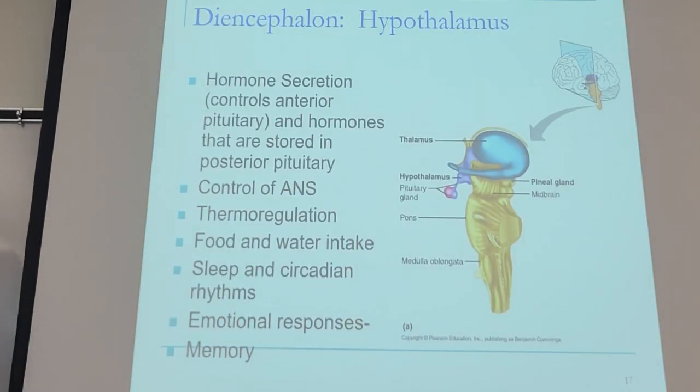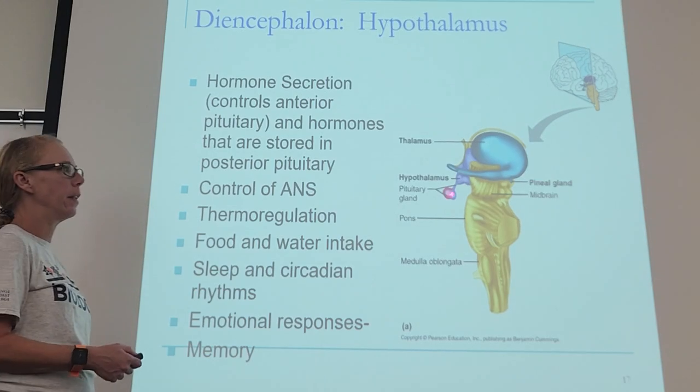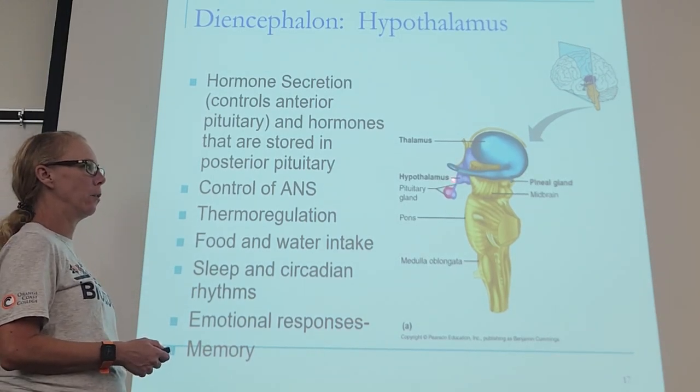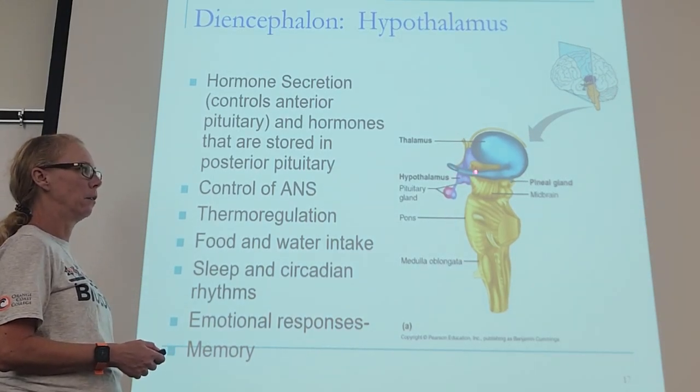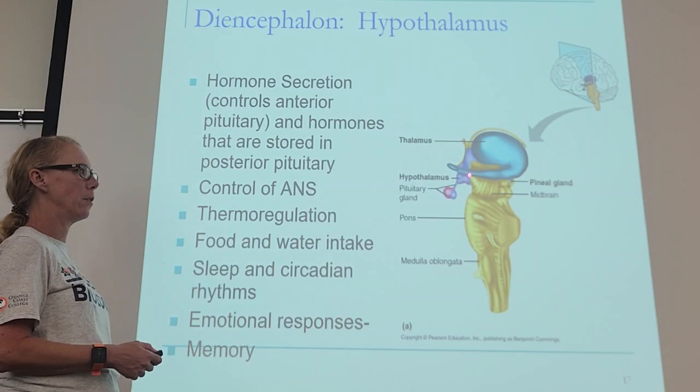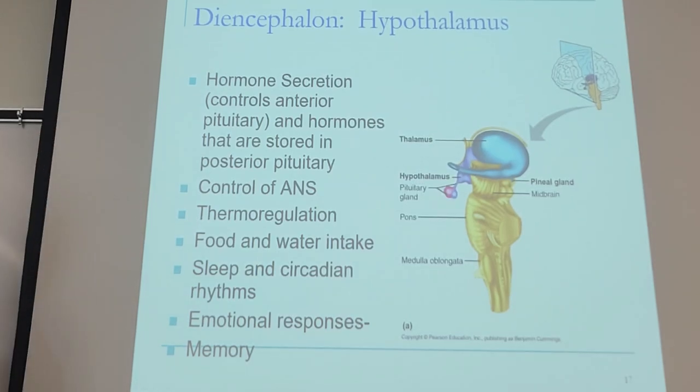Okay, so the hypothalamus, just below it, it's kind of like a region. We identify it as a region, but it's kind of a big deal. When we talk about the endocrine system, we'll see why. But the hypothalamus basically tells the pituitary gland when to secrete hormones.